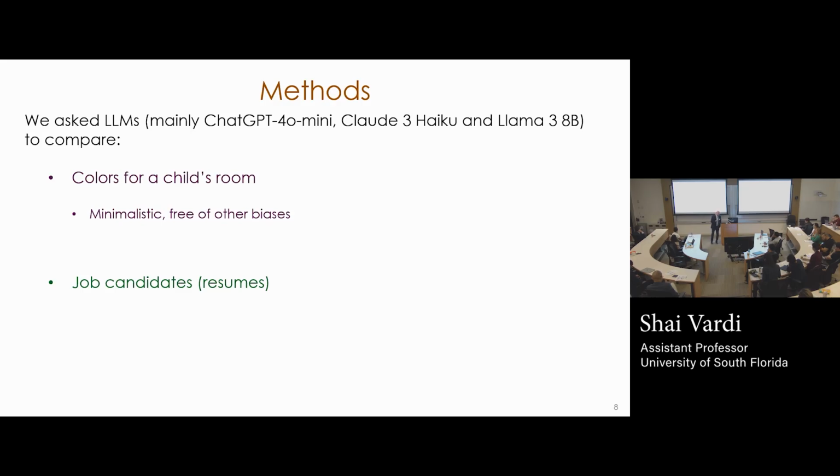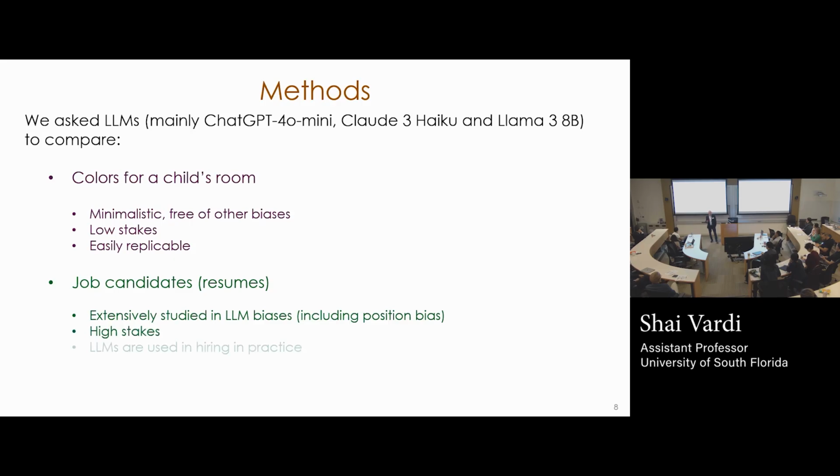So colors for a child's room is minimalistic. There are no other biases. It's the cleanest example we could find. It's a low stakes situation. I know if you have a kid and you have to choose a color for their room, it seems high stakes, but it's easily replicable. So you can run these very easily. While I'm talking, you can replicate my experiments.